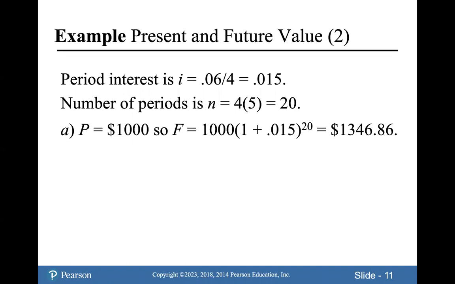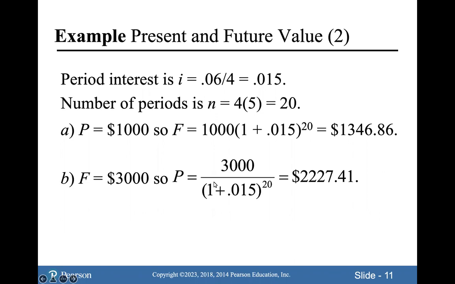All right, so for the first part, the present value is $1,000, which means the future value is 1,000 times 1 plus 0.015 to the power 20, which comes out to $1,346.86. If you have your calculator within reach, you should check to make sure that you're able to get this calculation to work.